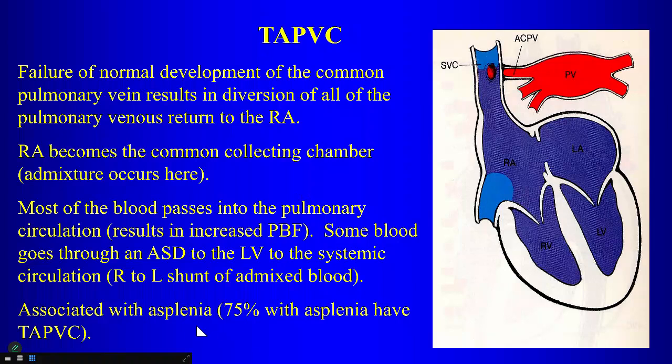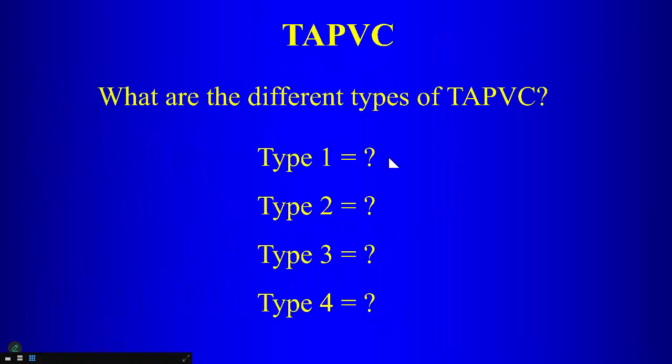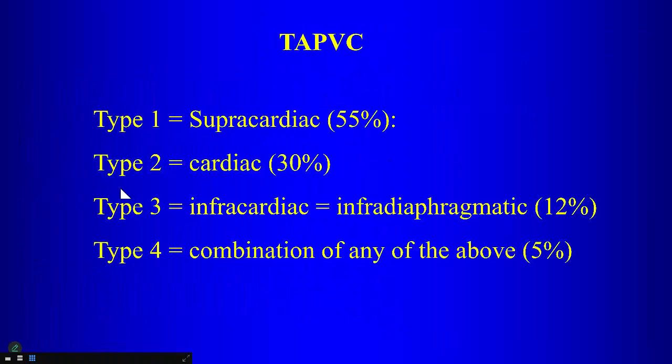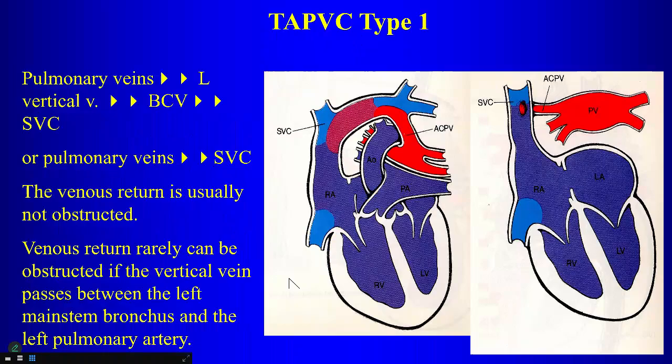So this is associated with asplenia. 75% of patients with asplenia will have total anomalous pulmonary venous return. So that is an association that is worth remembering. All right. The different types: type 1 is supracardiac, type 2, cardiac, type 3, infracardiac, type 4, any combination of these is type 4, right? Okay, so most of it is supracardiac, so that's the one you're going to have to be able to recognize, supracardiac total anomalous pulmonary venous return. And you do also have to recognize this one, type 3 infracardiac, right? And we'll talk about why in a few minutes.